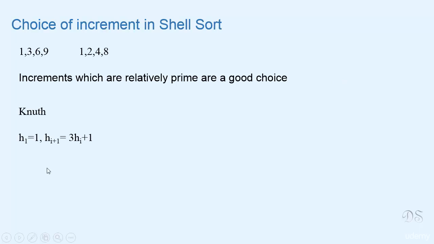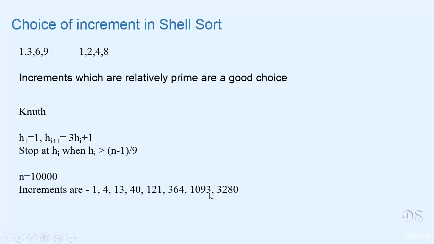Now a sequence of increments given by Knuth is this: h1 is equal to 1, h(i+1) is equal to 3 hi plus 1, and stop at hi when hi is greater than (n minus 1) by 9. So if we have number of elements as 10,000, then the increments would be this.